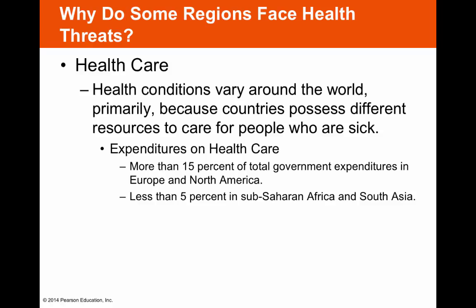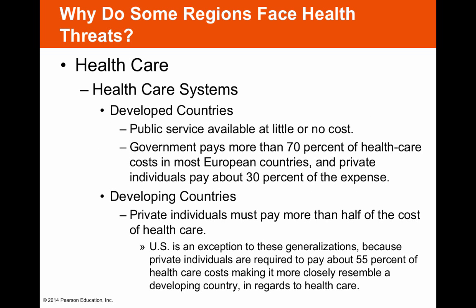Okay, so health conditions vary around the world primarily because countries possess different resources to care for people who are sick. So we have expenditures on healthcare, more than 15% of total government expenditures in Europe and North America, however, less than 5% in sub-Saharan Africa and South Asia. In developed countries, public service is available at little or no cost. And the government pays more than 70% of healthcare costs in most European countries, and private individuals pay about 30% of the expense. And in developing countries, private individuals must pay more than half of the cost of healthcare.